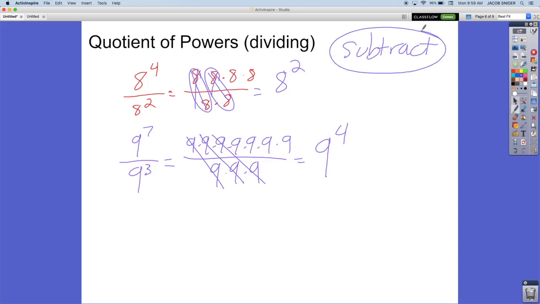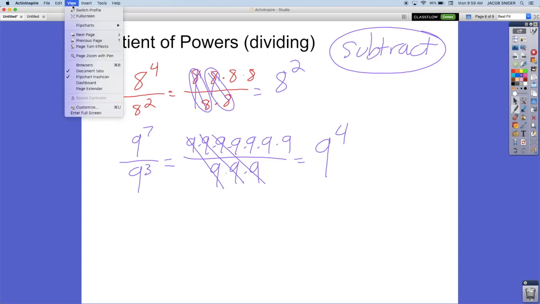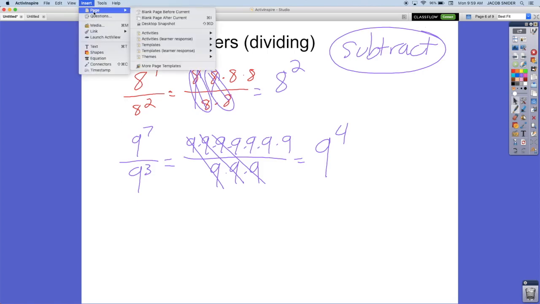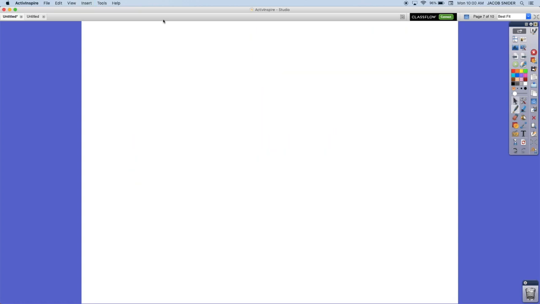So if we've got quotients, if we're going to divide, we have to subtract. Just like when we multiplied, we added, now we're going to subtract. Okay? So, for example, let's do a couple together. Let's go 3 to the 11th over 3 to the 4th. Just subtract those numbers. Same base, keep it 3. Subtract the exponents. 11 minus 4 leaves me with 7.